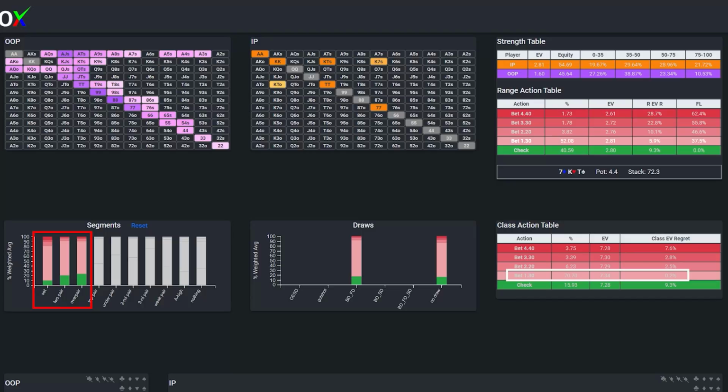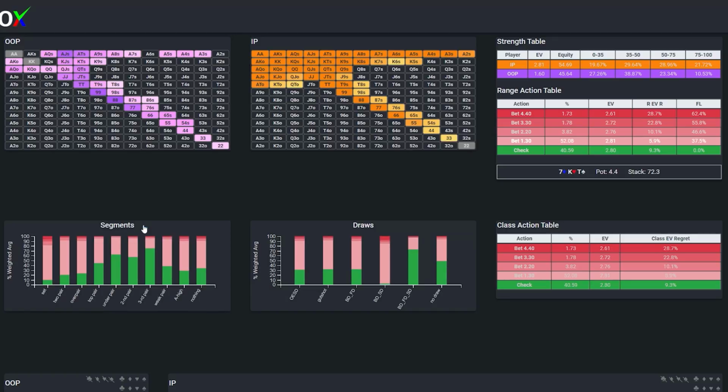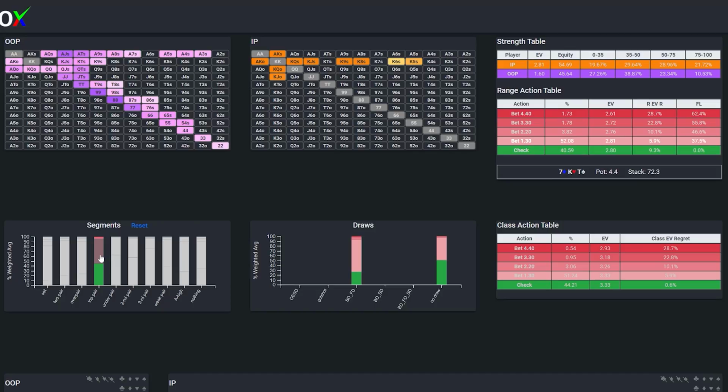But we can't stop here because we need to construct a strategy for the remainder of our range. So let's reset the filters and create a bucket for our next tier of hands, starting with top pair. And we'll keep adding classes until we reach the point where further bucketing results in a significant EV loss, which in this case is at the weakest pairs.